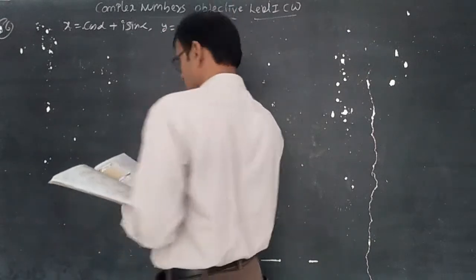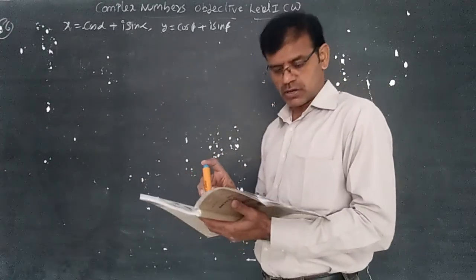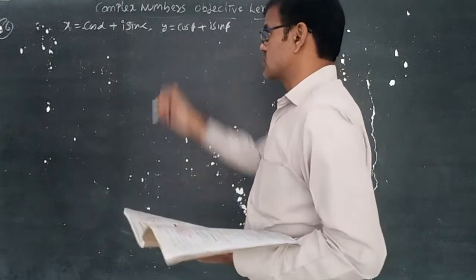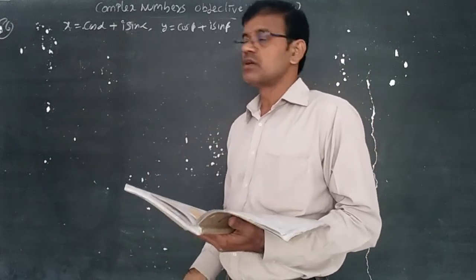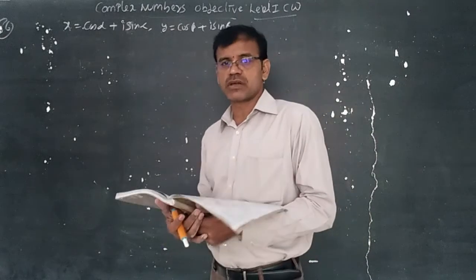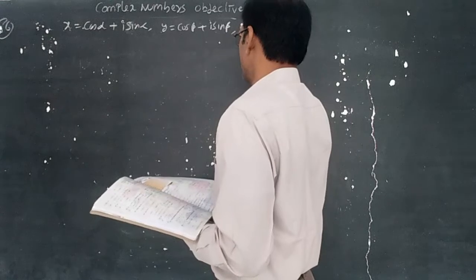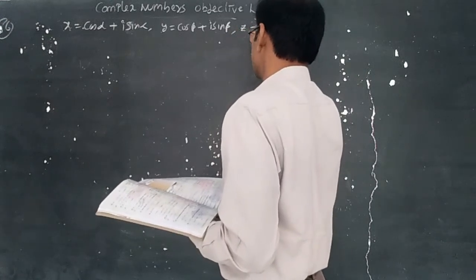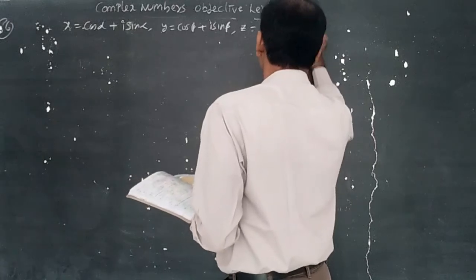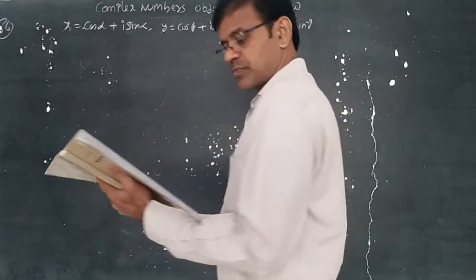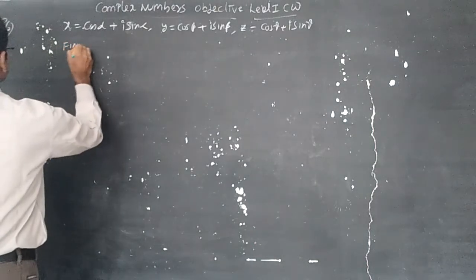In the IB question, in complex numbers exercise 1a, we have proved a small question. Whenever x is equal to cos alpha plus i sin alpha, then 1 by x is equal to cos alpha minus i sin alpha. So x plus 1 by x becomes 2 cos alpha, and x minus 1 by x becomes 2i sin alpha. In the similar way, y is equal to cos beta plus i sin beta, and z is equal to cos gamma plus i sin gamma.